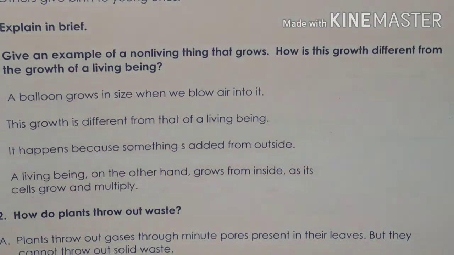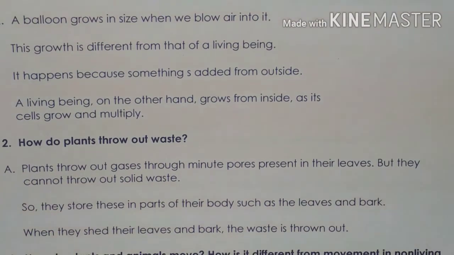Next question. How do plants throw out waste? Plants throw out gases through minute pores present in their leaves. At the underside of a leaf lamina, we can see stomata, tiny pores present over there. But they cannot throw out solid waste. They can only throw out liquid waste.